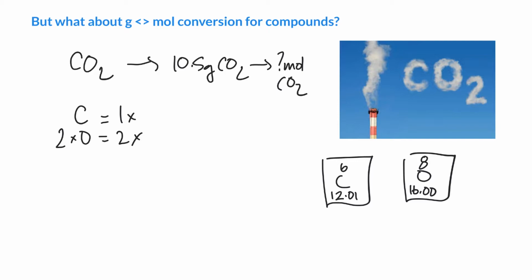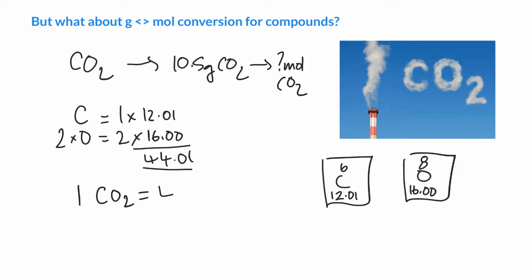And so we can weigh individual molecules by weighing the atoms and adding them up. So carbon weighs 12.01, oxygen weighs 16.00, and when we add that up, we get 44.01. Now, what is that telling us? It's telling us that 1 molecule of carbon dioxide weighs 44.01 atomic mass units. And what a waste that is, because we don't weigh individual molecules very often.